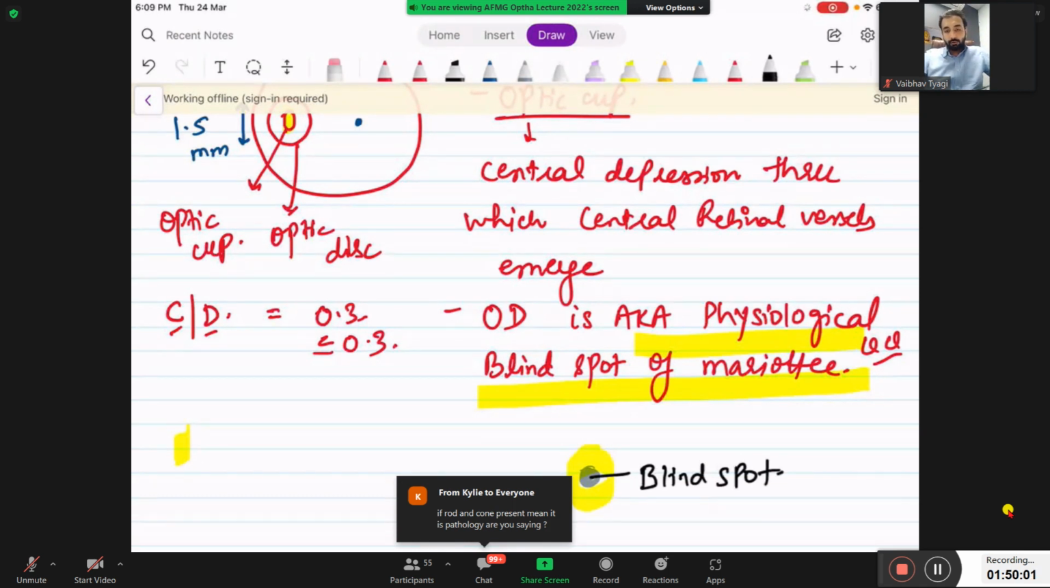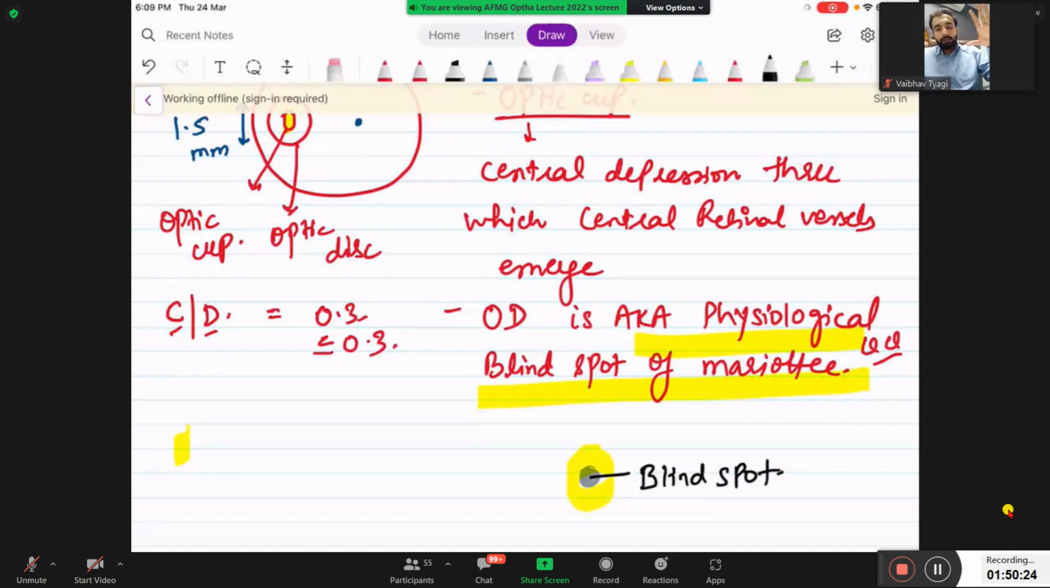If rods and cones are present, does it mean it is pathology, are you saying? See, in the whole of the retina, rods and cones are present, right? Rods are present in the periphery of the retina, cones are more present in the center, in the macula lutea, right? A blind spot is also there in individuals who wear specs. Yes, the blind spot is normal.